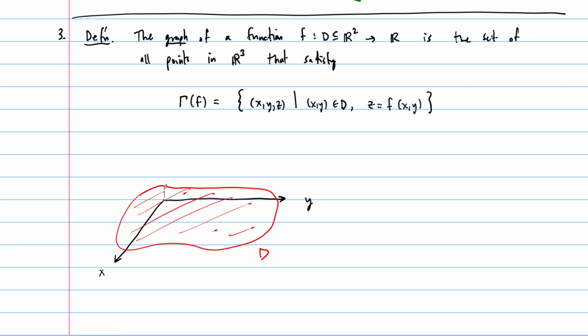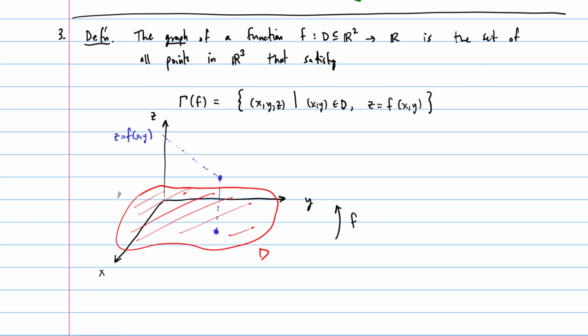And then the function itself, what's it going to do? It's going to assign a value to each point in this domain. So maybe at this point right here, let's make it blue, the function is going to assign a value that corresponds to this height. So this height over here is going to be determined by the function. And this is going to happen at every point in the domain, and you can think of the function as mapping the domain up to the surface in 3 dimensions.